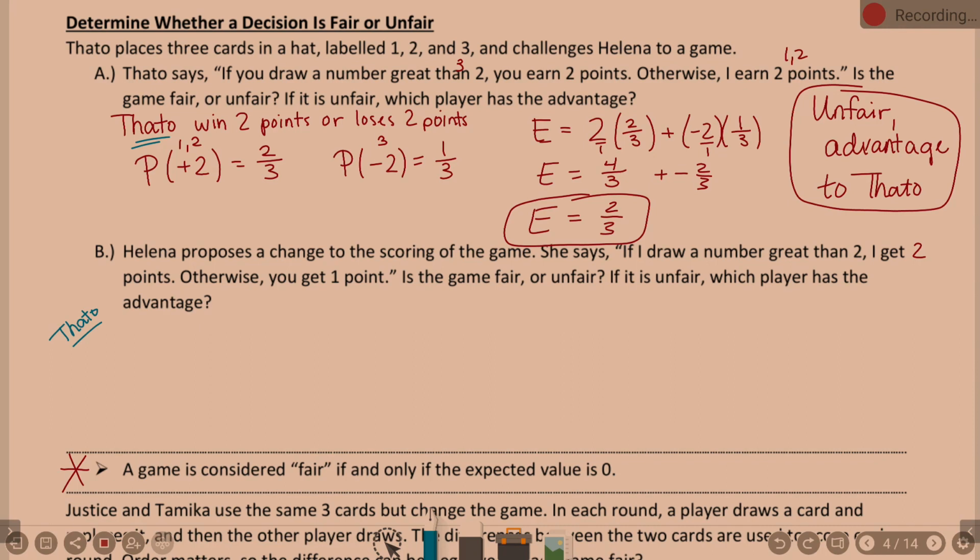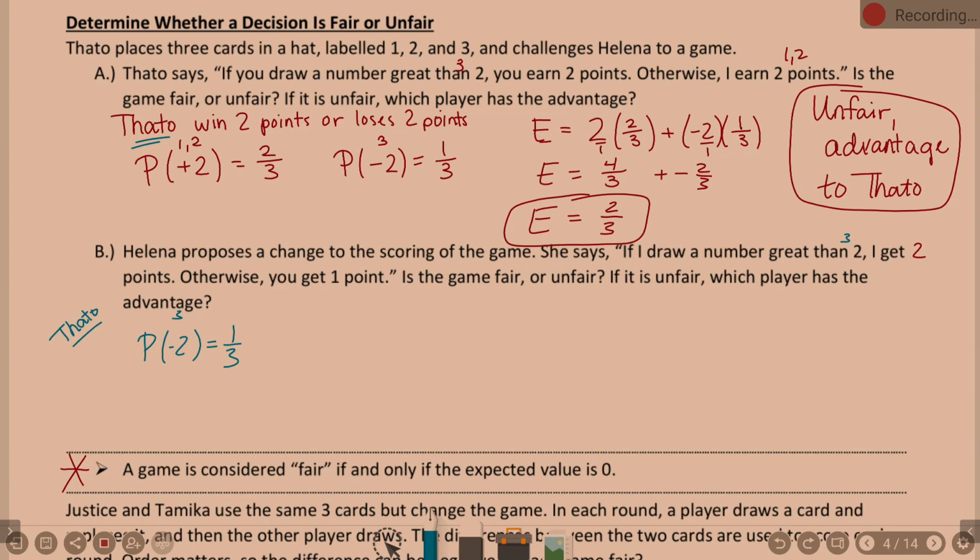Okay, so what are we doing here? Helena says, if I draw a number greater than 2, I get 2 points. What would that be to Theto? That would be a -2 to Theto. And when is that a -2? When a number is greater than 2, which is a 3, and the probability of drawing a 3 is 1/3. Okay? We're going to put it all together here in a moment.